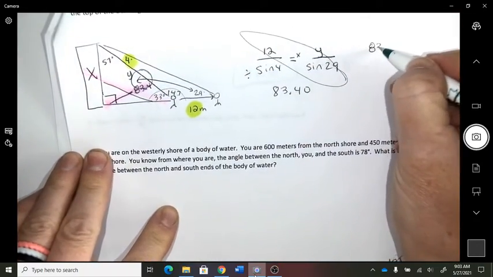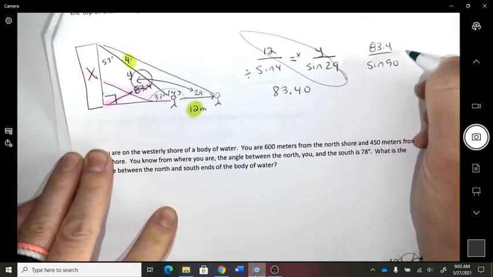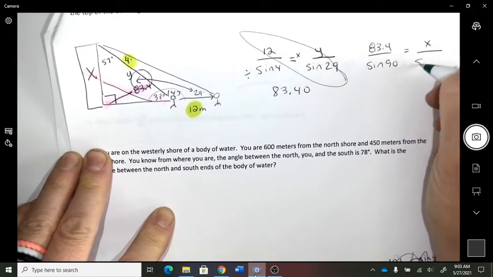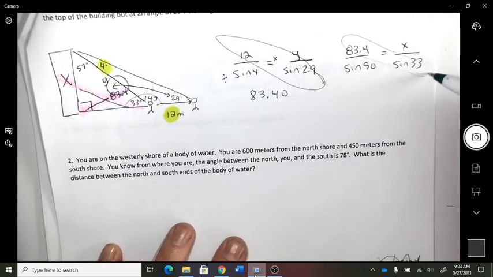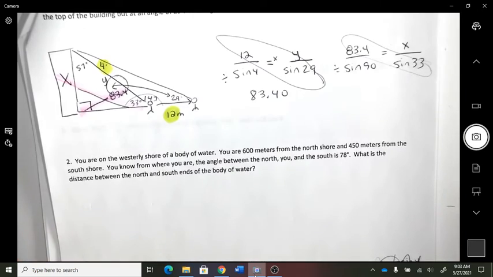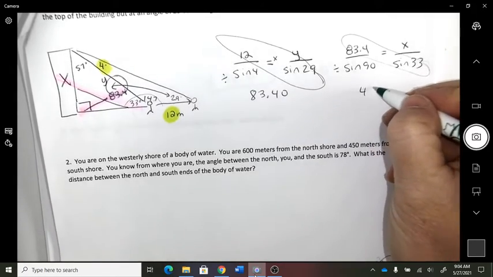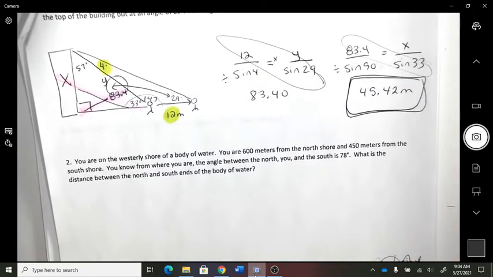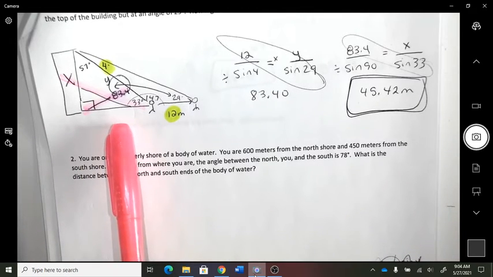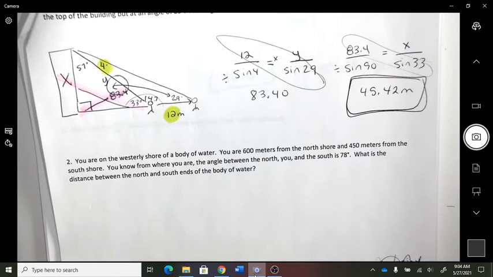Okay, so 83.4 over sine 90 equals X over sine 33, times divide. At that point you also could have used SOHCAHTOA stuff, right? Because that was a 90-degree angle triangle. So if you wanted to, you could have used SOHCAHTOA.